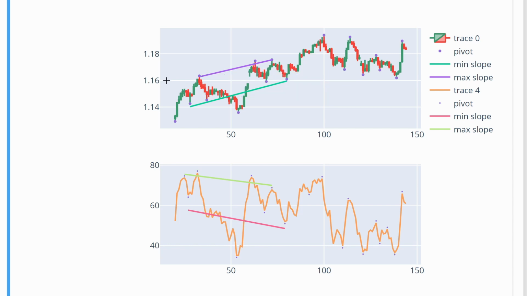So anyway, this is an excellent example. Here we have a resistance and support level. Look at it bouncing at this point and going back. Look at the price bouncing twice at this same level, 1.16. And we do have a divergence.